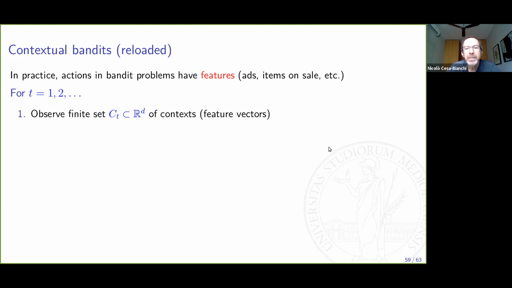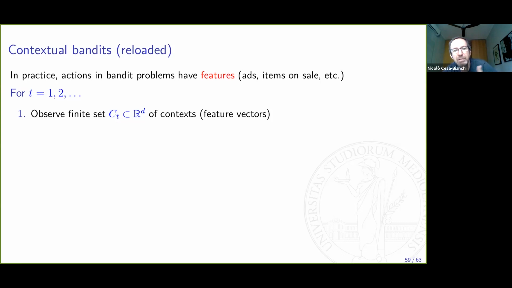So actions in bandit problems have features, because they are ads, they are items on sale. So you can think now of a problem in which you want to put together the online convex optimization setting of online mirror descent we saw in the second lecture, and the partial information setting we saw in the first lecture with the bandits. So you want to put them together so that you will have a way of dealing with features in a partial information setting.